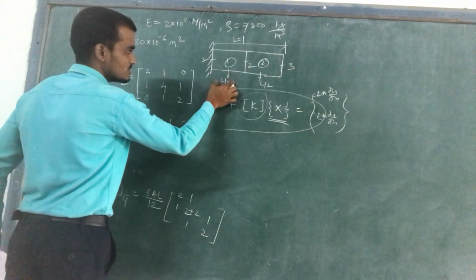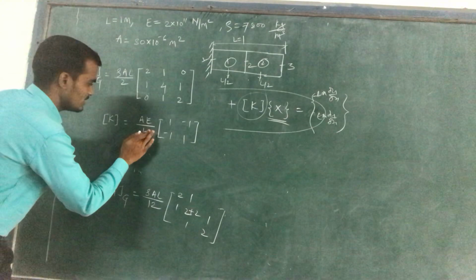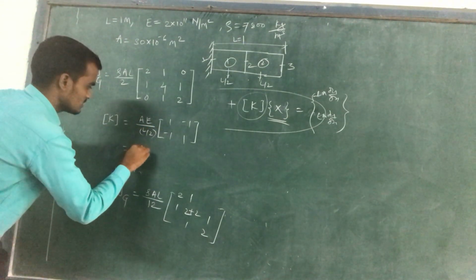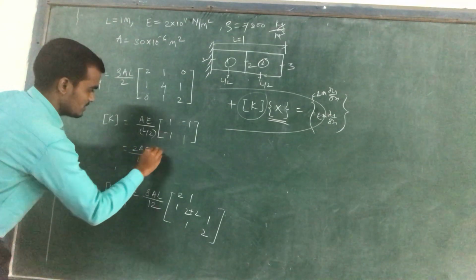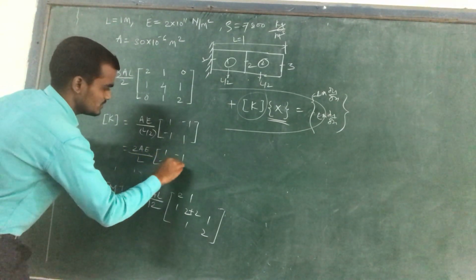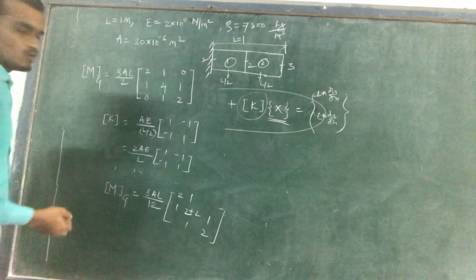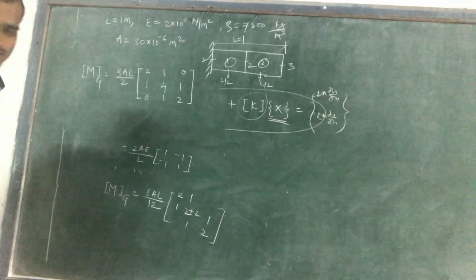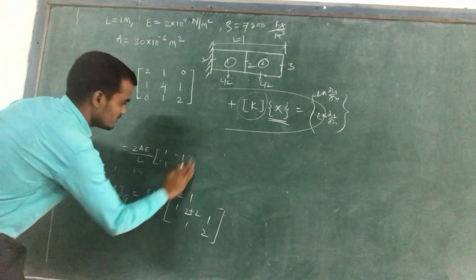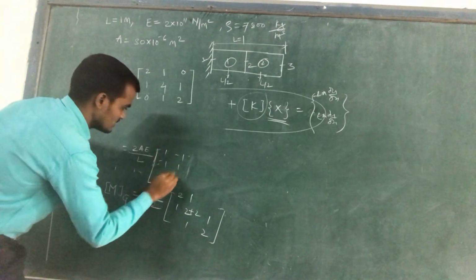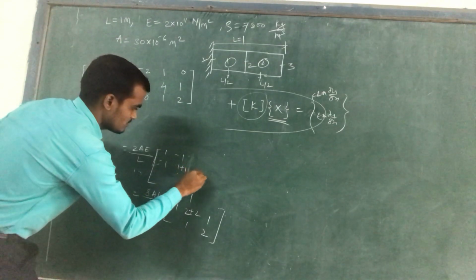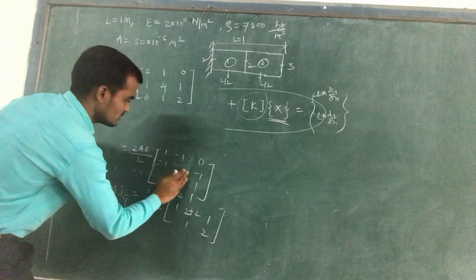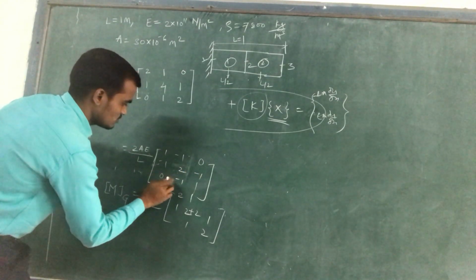The length of the first element is L by 2, so instead of L we need to put L by 2. This will become 2 times AE by L in bracket 1 minus 1 minus 1 1. Because there are two elements, the global stiffness matrix will become a 3 by 3 matrix. So this is plus 1 minus 1 minus 1 plus 1, which will become 1 minus 1 0, minus 1 2 minus 1, 0 minus 1 1.